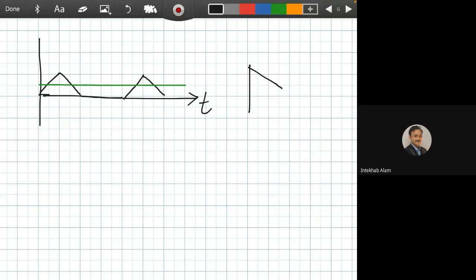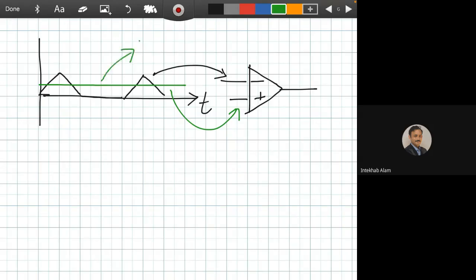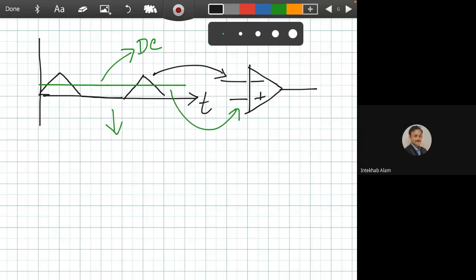This is a simple comparator, plus minus. We have inserted this wave in here and this wave in here, so we can make a logical comparator. If the DC value is smaller than the triangular wave, then we have some output. So we'll get the output in this fashion.